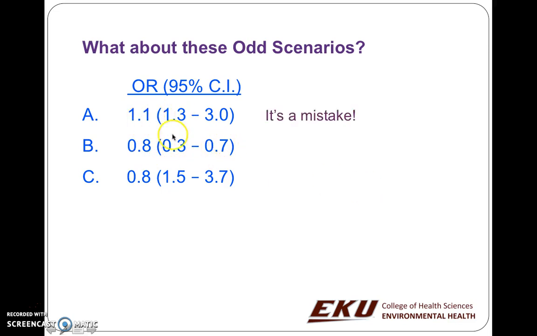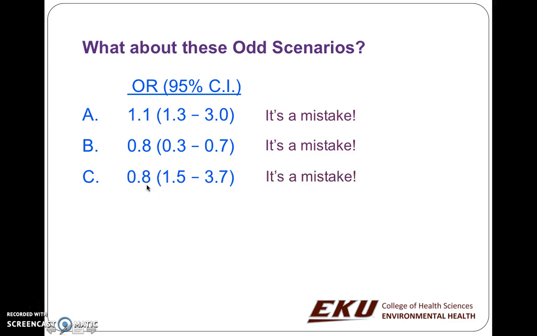0.8, it's above the whole confidence interval. That can't be. That's a mistake. 0.8 here, again, it's not included in that confidence interval. Something's wrong. That's a mistake.